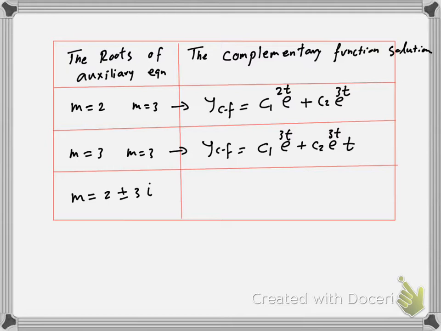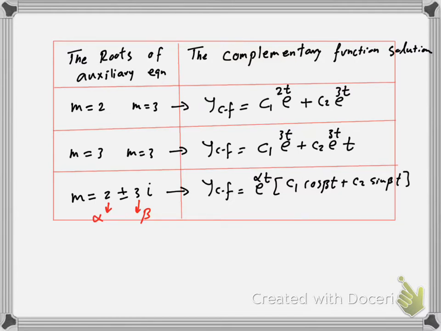in this case we will name the real part alpha and the imaginary part beta. And for this special case, the YCF will take this special form. All you have to do now is substitute inside that form the values of alpha and beta.